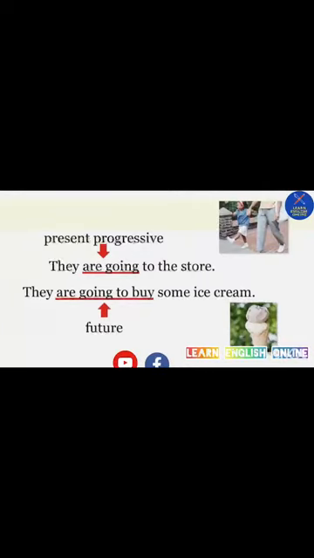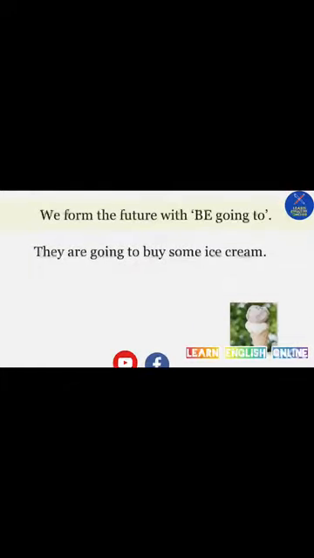Let's look closely. We form the future with be going to. They are going to buy some ice cream. Are is be, then we have going to, and buy is the verb. And buy doesn't change, it stays in its simple form. They are going to buy some ice cream.